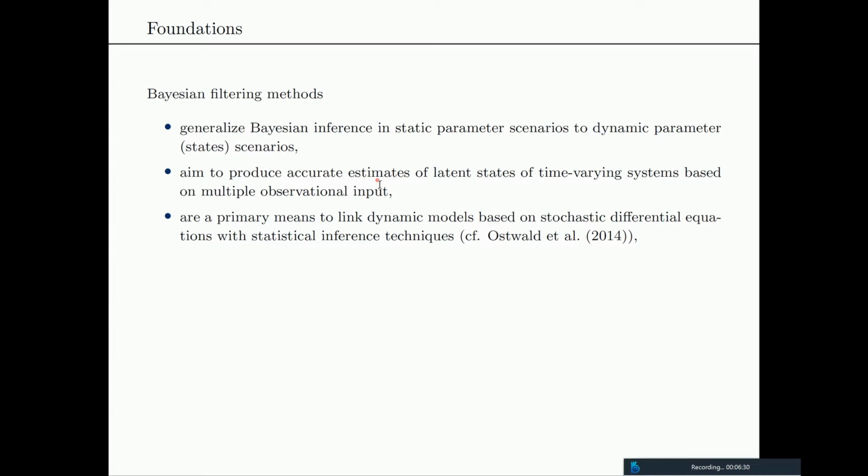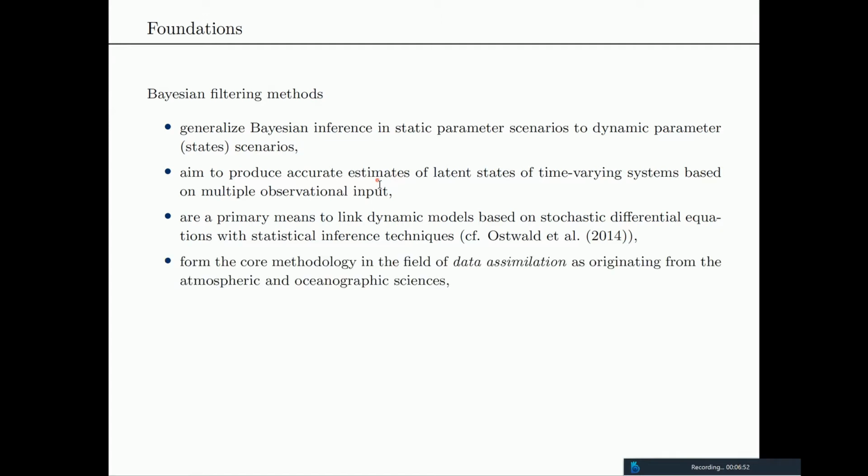So it's a crucial step when thinking about data analysis for very general models. Stochastic differential equations are a very general model class, because you can view ordinary differential equations as special cases and so on. And then filtering plays an important role.